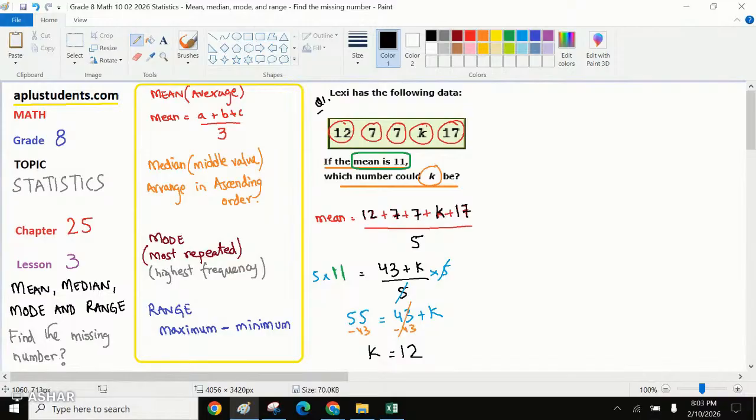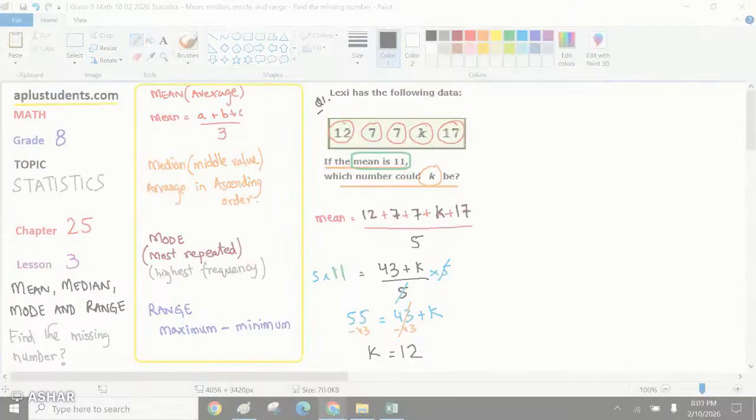Okay. They can extend this question further and they can ask you to find the mode, the range, and different values for this. We'll do that later, but let's see what else we can do over here.